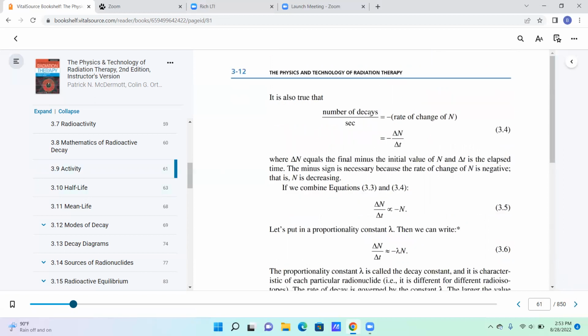It is also true that the number of decays per second is equal to the negative of the rate of change of N, where delta N is equal to the final minus the initial value of N, and the change in time is the elapsed time. The minus sign is necessary because the rate of change of N is going to be negative. In other words, we're going from a larger to a smaller value, and so when we put in the change in N, the minus sign helps to correct for that. So the change in N over the change in time is proportional to minus N.